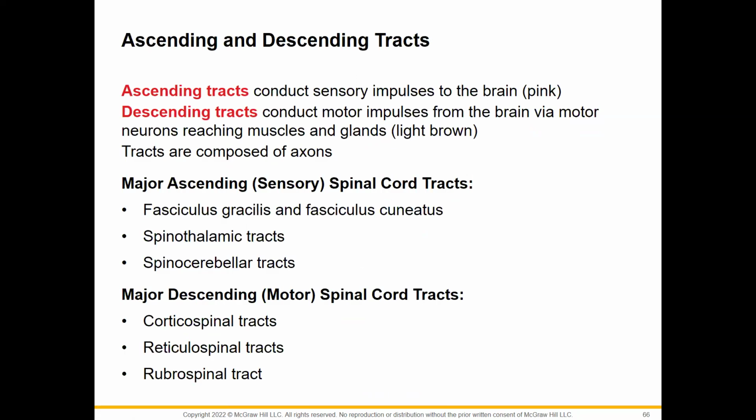When you're looking at the brain and the spinal cord, remember you have tracts. Tracts are bundles of neurons that are heading in the same direction, basically. You have ascending tracts and descending tracts. Ascending tracts are moving up toward the brain. This is always sensory information. And then you have the descending tracts that are moving from the brain to the body. That's always going to be motor information.